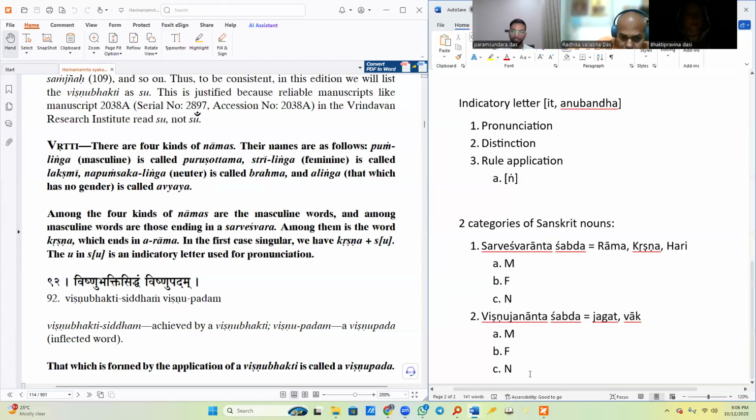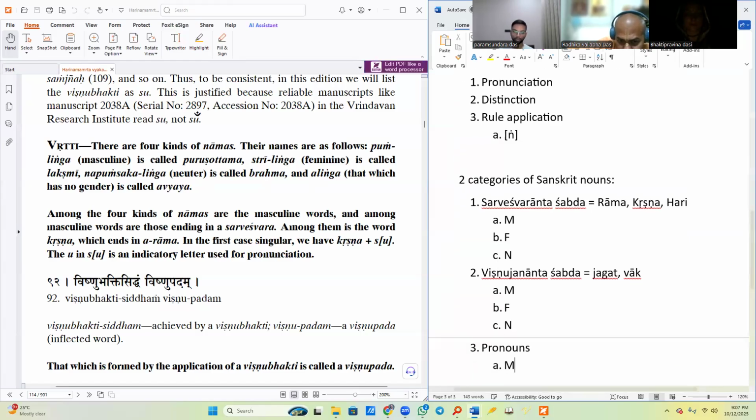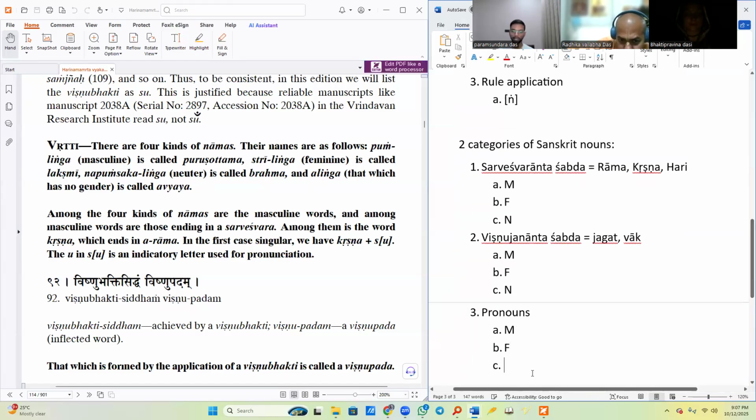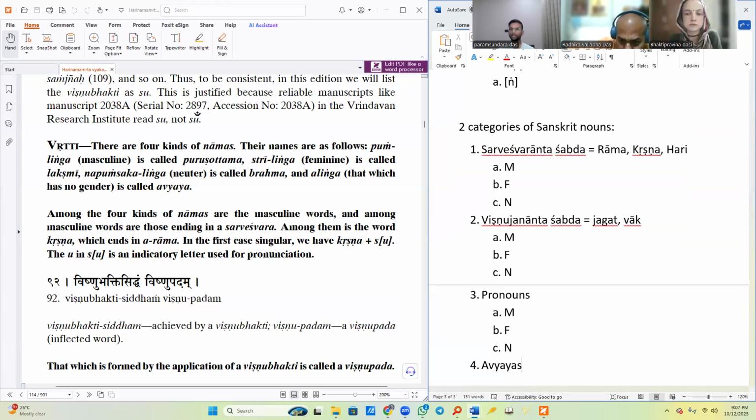And then, after all this, Jiva Goswami will discuss pronouns. Again, pronouns in Purushottam Linga, Lakshmi Linga, and Brahma Linga. Then he will discuss briefly the avyayas towards the end, and then this chapter will end. So this is the brief overview of chapter 2.